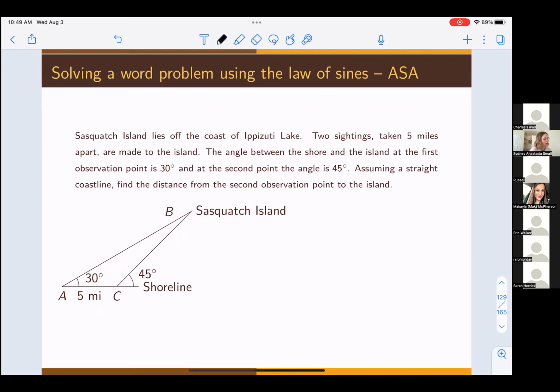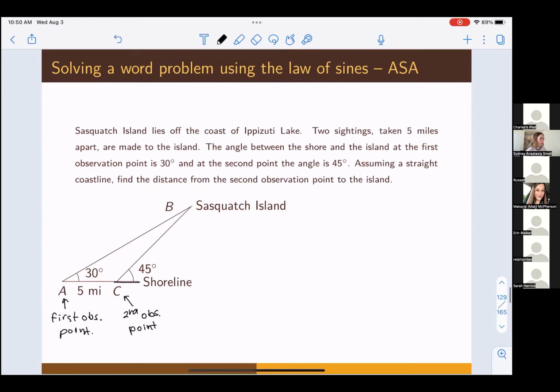So this is a word problem. Sasquatch Island lies off the coast of Ipitzuti Lake. I think that's how you pronounce it. Two sightings taken 5 miles apart are made to the island. The angle between the shore and the island at the first observation point is 30 degrees. So this right here is our first observation point. And at the second point, the angle is 45 degrees. So here's the shore, that angle is 45 degrees. So this is the second observation point. Assuming a straight coastline, find the distance from the second observation point to the island.